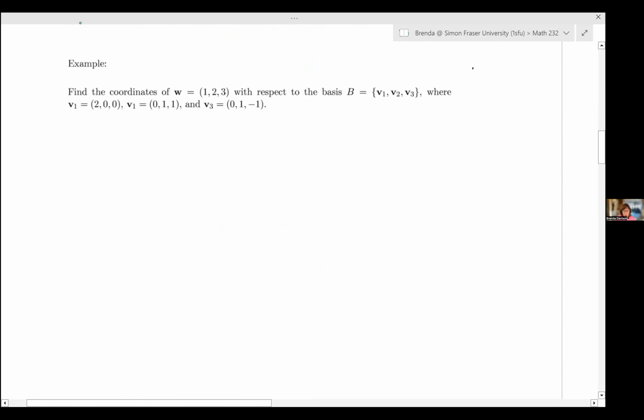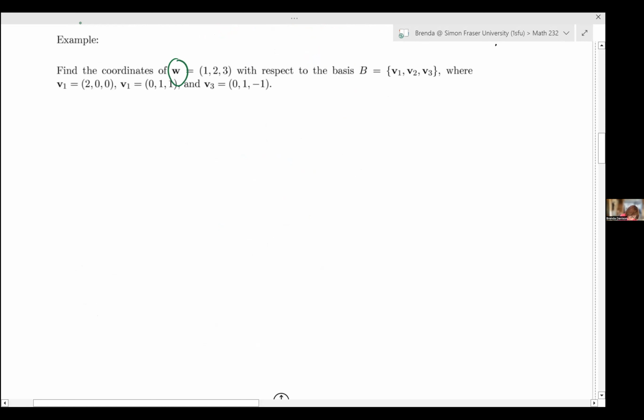Okay, so let's try an example of this. We want to find the coordinates of the vector W, which is identified as 1, 2, 3. Because there's no subscript here, we understand these coordinates to be with respect to the standard basis. Now we have a new basis, V1, V2, V3, and there are the vectors there, and we're asking, what are the coordinates with respect to this new basis, which is not the standard basis?